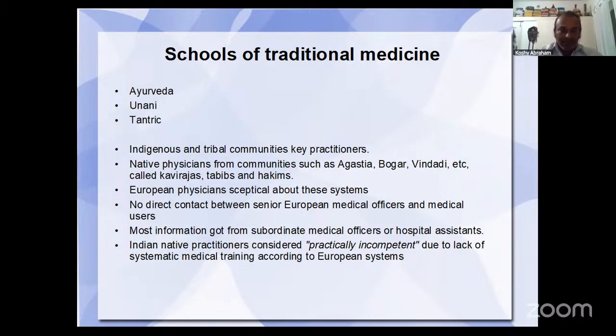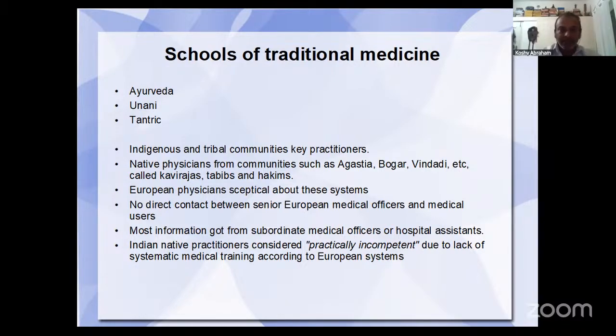We see in the responses that the European physicians were essentially quite skeptical about these systems. They felt that native Indian practitioners did not follow the systematic method of how Western medicine is prescribed in terms of precise dosages, micrograms, and those kind of things.